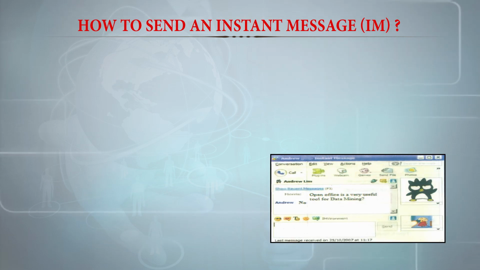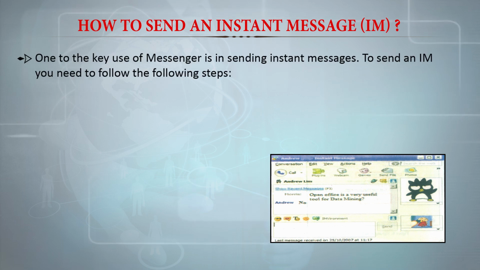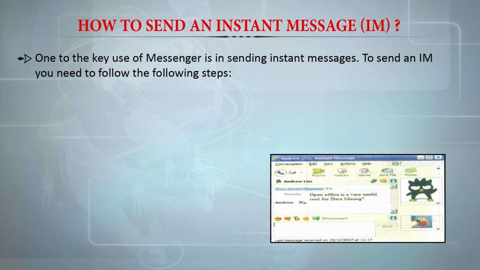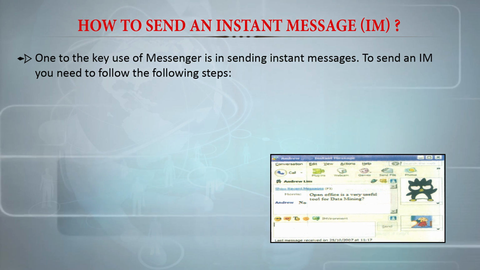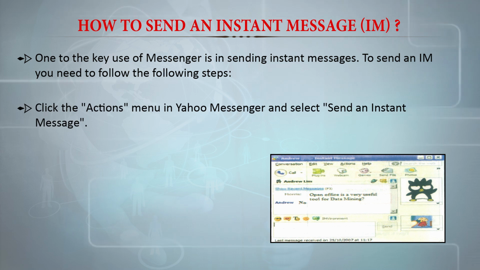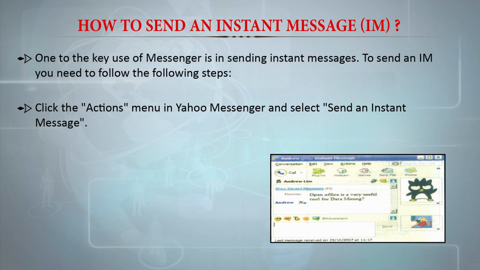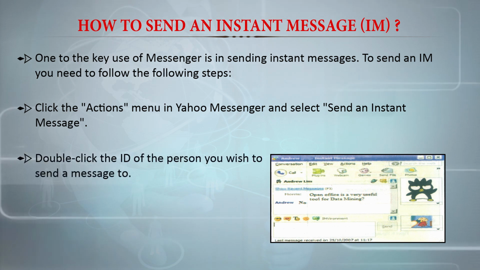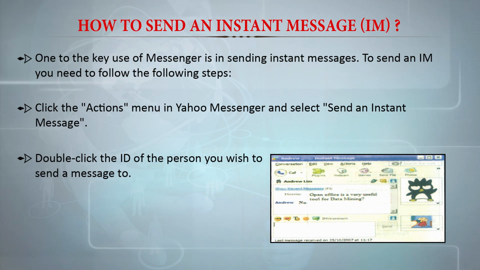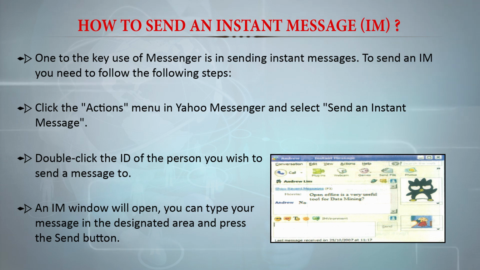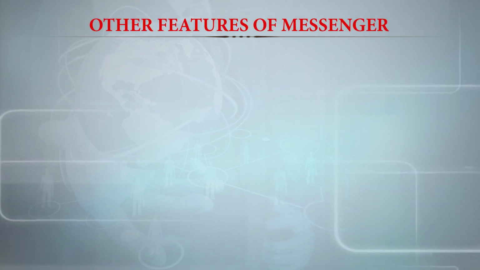Now just have a look at the figure given here. One of the key uses of Messenger is in sending instant messages. To send an instant message, we need to follow several steps. First, we have to click the actions menu in Yahoo Messenger and select send an instant message. And then let us double click the ID of the person we wish to send a message to. So an instant message window will open and we can type our message in the designated area and then press the send button.